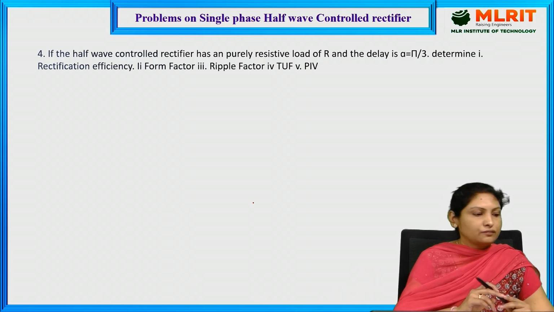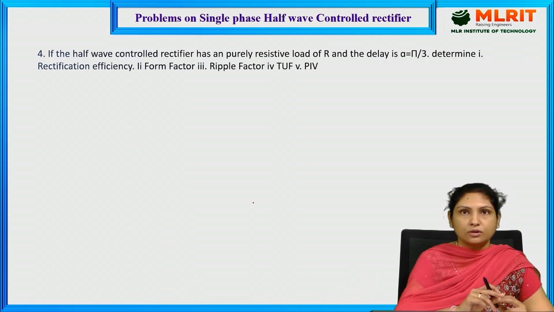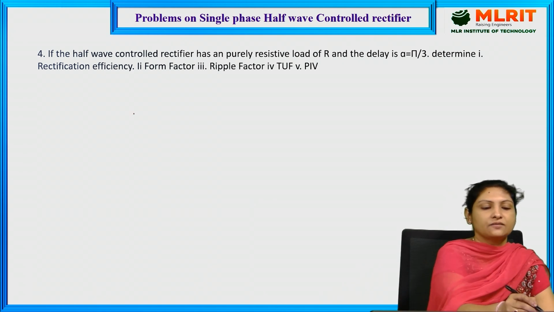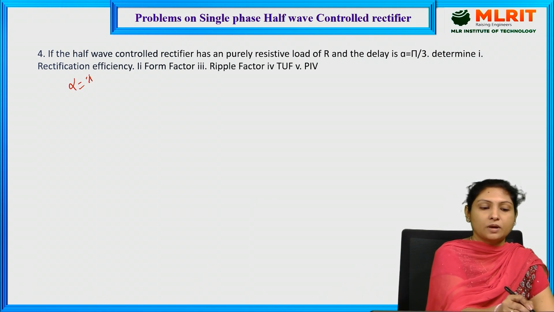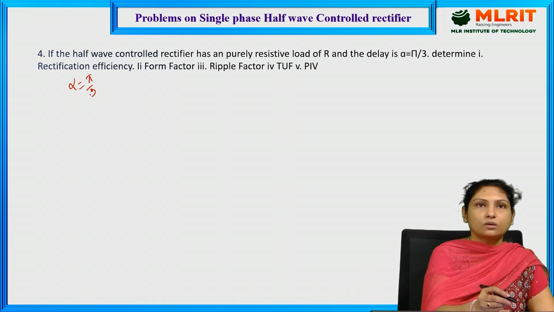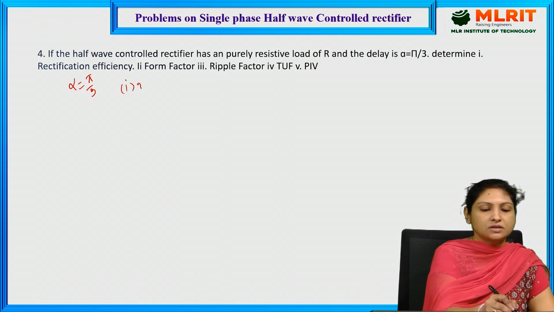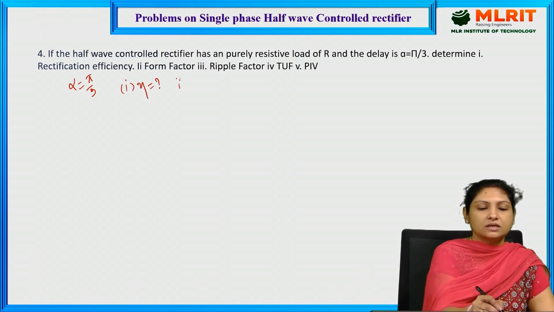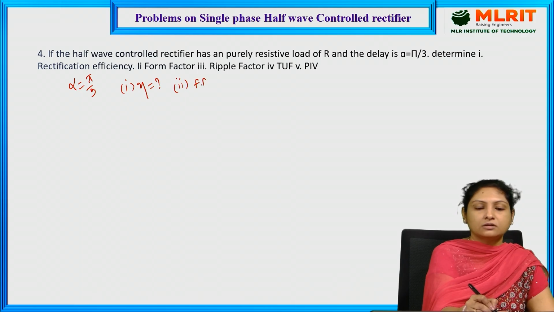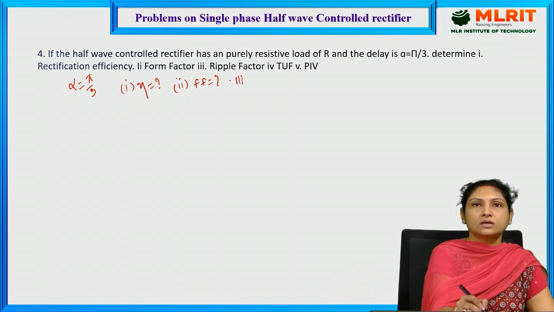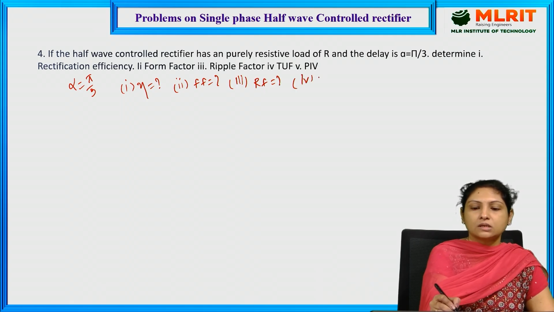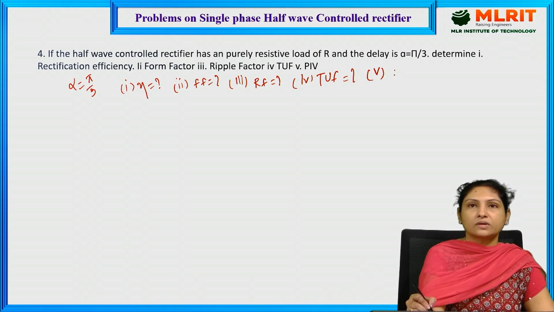And then we have the fourth problem: a half wave controlled rectifier has a purely resistive load R and its firing angle alpha is equal to pi by 3, given. You need to find out the rectification efficiency. The second thing is we need to find out the form factor. The third bit is he is asking us to find out the ripple factor. The fourth bit is the transformer utilization factor. And the fifth bit we have is the peak inverse voltage.